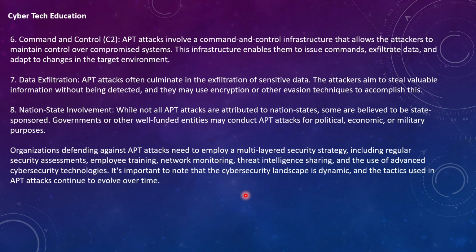Then after that comes command and control. APT attacks basically involve a command and control infrastructure that allows the attackers to maintain control over compromised systems, and this infrastructure enables them to issue commands, exfiltrate data, and also adapt to changes in the targeted environment. When it comes to data exfiltration, APT attacks often culminate in the exfiltration of sensitive information or data, where the attacker aims to steal valuable information without being detected, and they may use encryption or other evasion techniques to accomplish this.